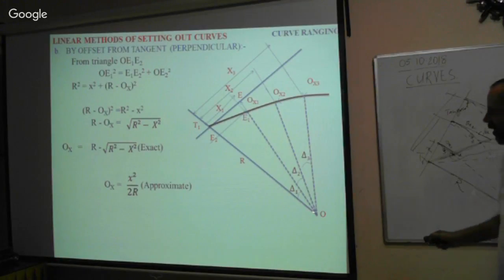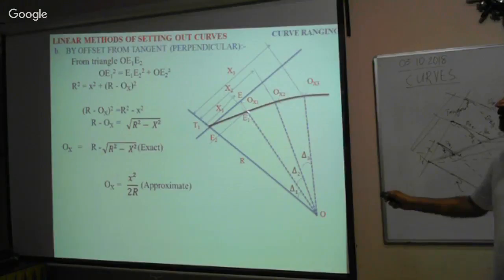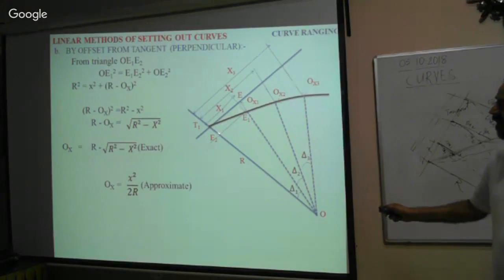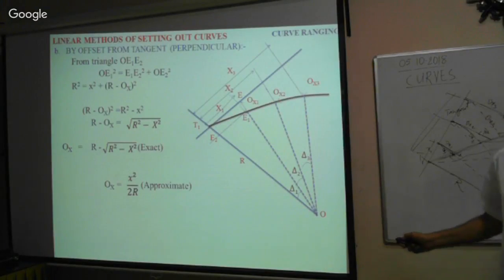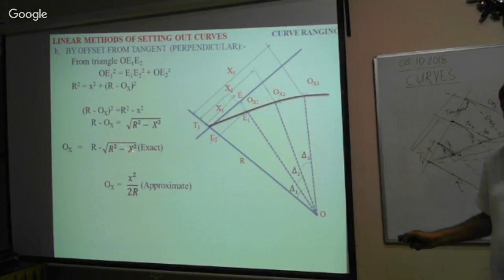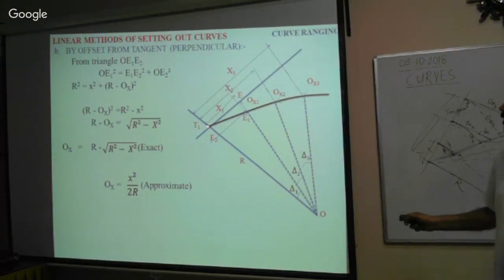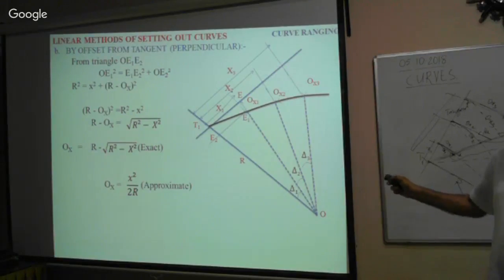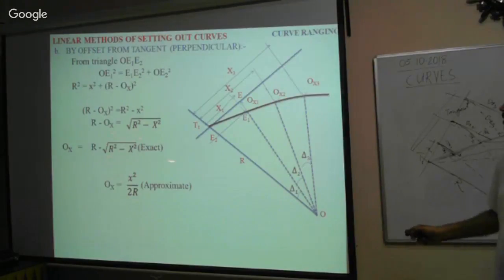Now from here to here it is R, the radius. From here to here it is X, and from here to here it is R minus OX. Now apply the Pythagoras theorem to this triangle and we will get this. OX can be calculated. Here also, only X is the variable. You apply for X from 0, from T1, at 15 meter, 30 meter, 45 meter, any intervals. Now we can calculate this.